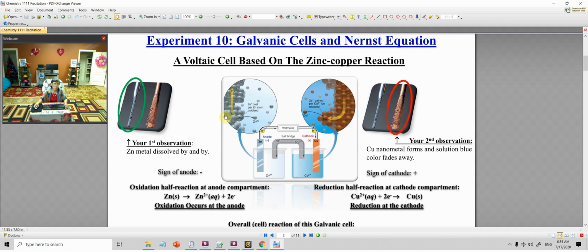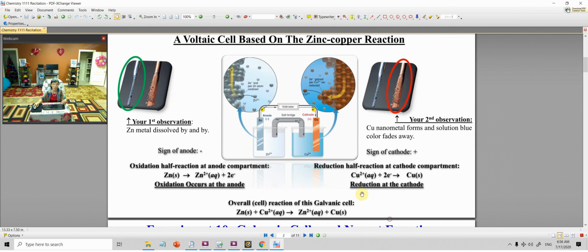What you are going to see is that your color has no change. However, your zinc electrode is going to slowly dissolve into the solution. So this diagram showed you the chemical reactions for the cathode and the chemical reactions for the anode. You add these 2 reactions together, and you are going to get your overall reaction for this galvanic cell.